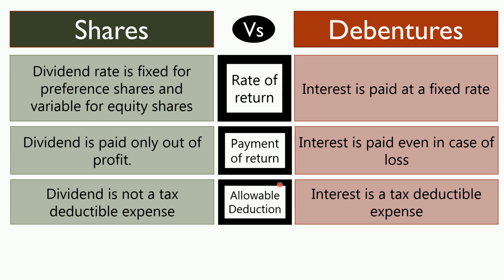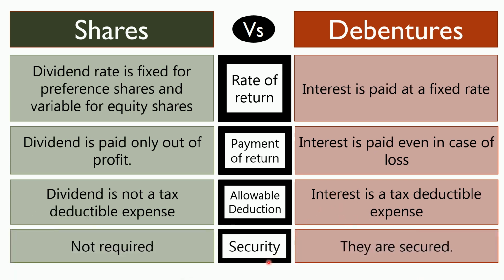Allowable deduction. As dividend is an appropriation of profit, it is not deductible while determining the taxable income of the company. In contrast, interest is a charge against profit, so it is deductible as an expense. Security. As debentures are generally secured, sufficient fixed assets are required to issue the debentures, but this is not so in the case of shares.